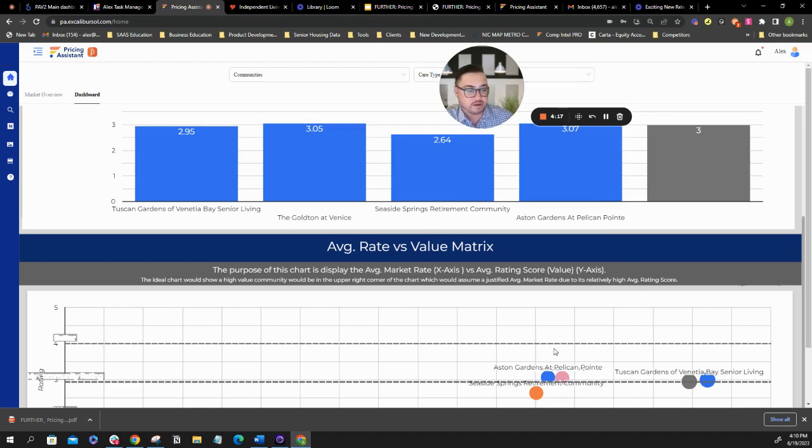The graph below goes into a rate versus rating comparison. On the y-axis, you're going to see how you've rated that community, so the higher up they are, the higher we've rated that community. On the x-axis, the further down to the right, the higher the rate on average. This begs the question of rate and value should be aligned on a diagonal. So the higher the rating, the higher the potential value or rate that can be driven at that community.